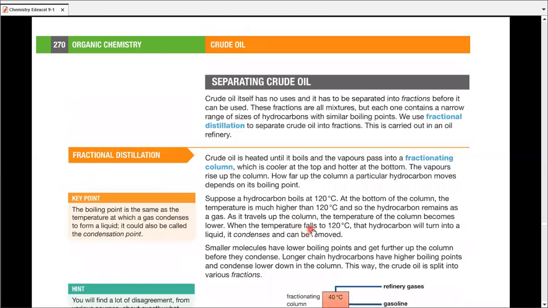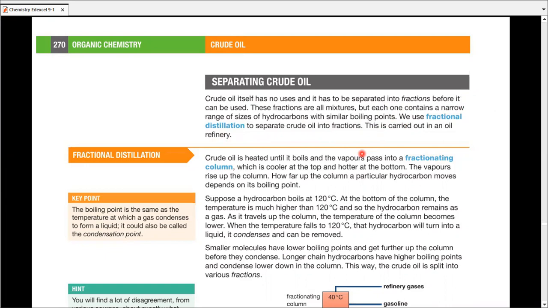Okay. So, how do we separate crude oil into different substances according to our own advantage? Crude oil itself has no uses. It has to be separated into fractions or parts before it can be used. These fractions are all mixtures, but each one contains a narrow range of sizes of hydrocarbons with similar boiling points. We use fractional distillation to separate crude oil into fractions, hence the name. Fraction means parts, the distillation that is carried out gives away its products in different parts. Since the products have similar boiling points, they are actually mixtures, as given in the lines above.